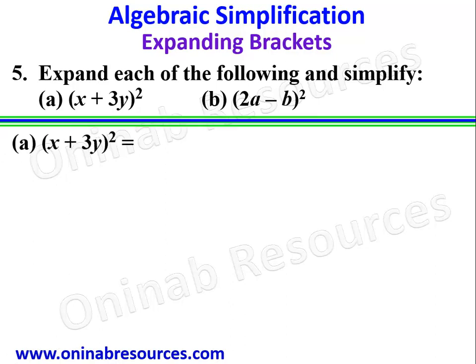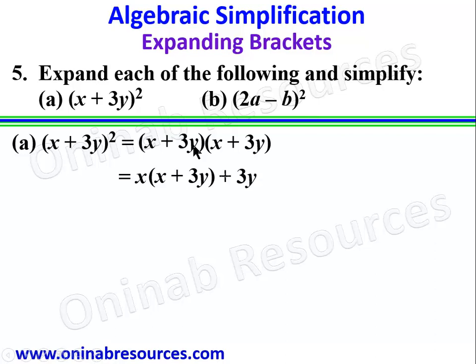Starting from a, squaring this bracket means x plus 3y into x plus 3y. Then we pick the first term in the first bracket, that is x, multiplied by the entire second bracket. We take the second term, which is positive 3y, multiplied by the entire second bracket. Then we expand straight away to get our result.